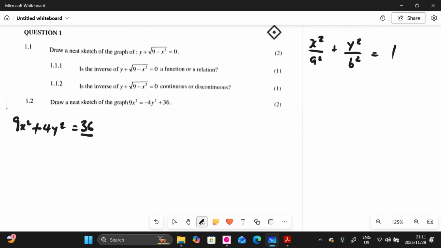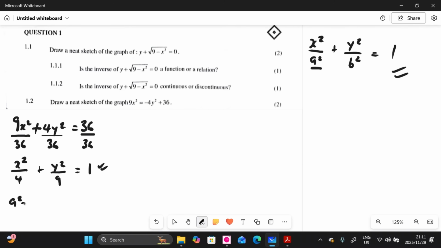So we need to make it to be equaling to 1. So when we do that, we must divide by 36 throughout all the terms there. We divide by 36, divide by 36. If you divide by 36, on the first term, we will have x squared divided by 4 plus, and then on the second term, we're going to have y squared divided by 9, and this is equaling to 1. Now, this looks like this. As you can see, a squared is dividing x squared. From our equation here, our a squared, we can say, is equaling to 4, right? And then our b squared, the one that is dividing y squared from this equation there, is 9.